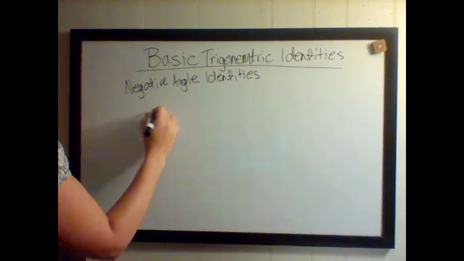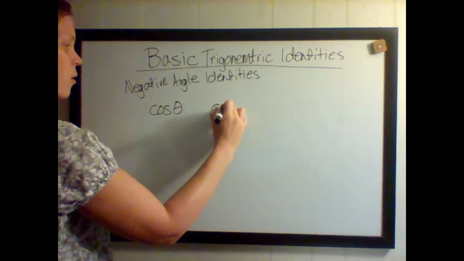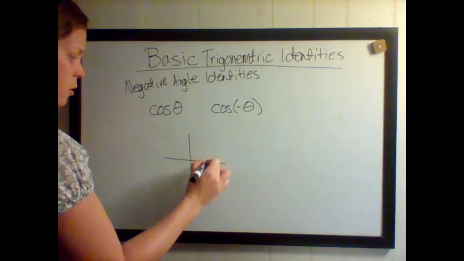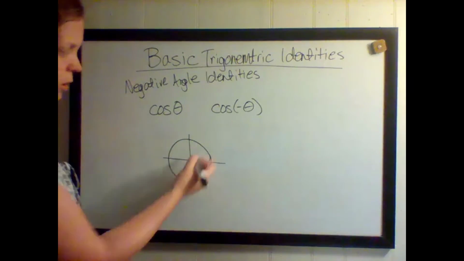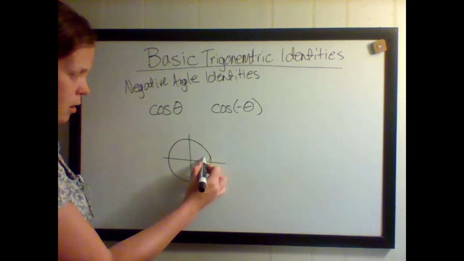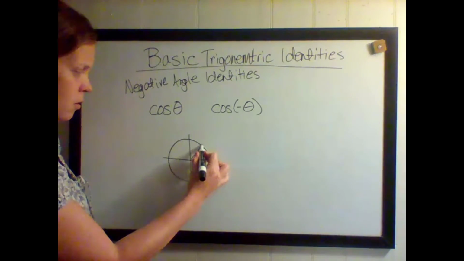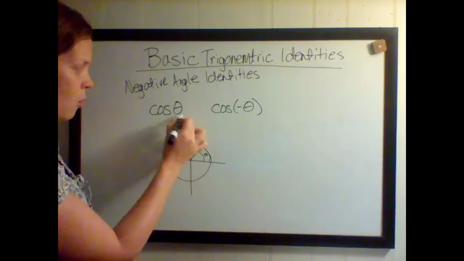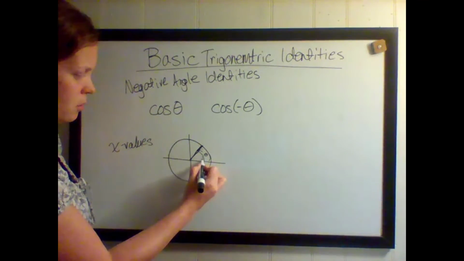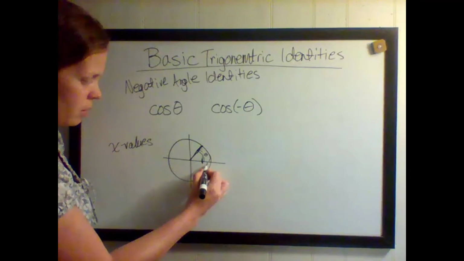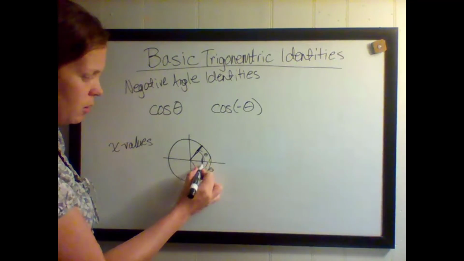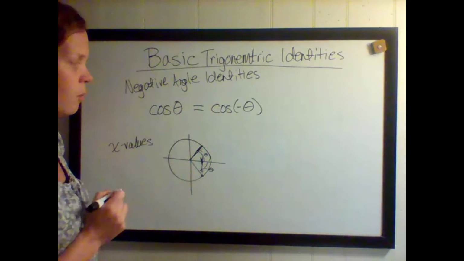Cosine: let's compare cosine of theta and cosine of negative theta. Again, I'm going to show it on the unit circle. I'm just showing it in quadrant 1, but it works the same in any quadrant you start off in. So let's say this is theta. Remember, cosine has to do with the x values on the unit circle, so whatever this x value is. If I have a negative theta, going this way, notice it's going to be the same x value, the same sign. So these are equal.